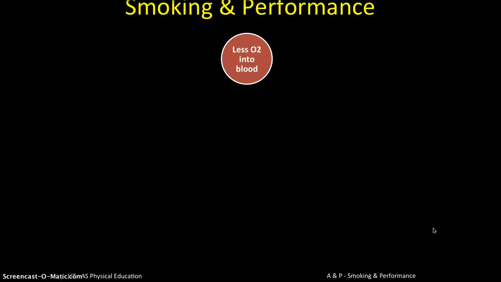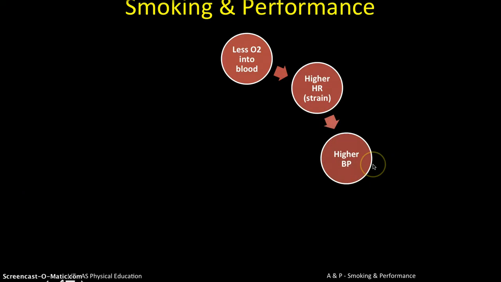So let's kind of summarize. Less oxygen in the blood as a result of smoking. We need to therefore have a higher heart rate. So that's a strain. If we're not able to transport as much oxygen because it's clogged up with carbon monoxide, heart rate has got to be elevated to cope, to compensate. We will ultimately have higher blood pressure as a result of a higher cardiac output and heart rate.